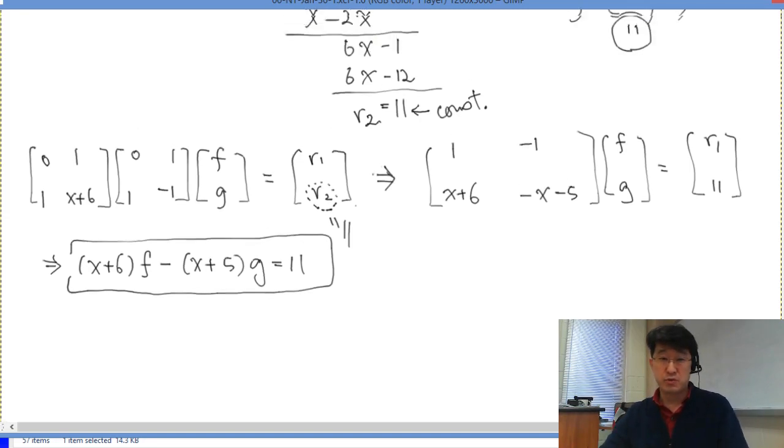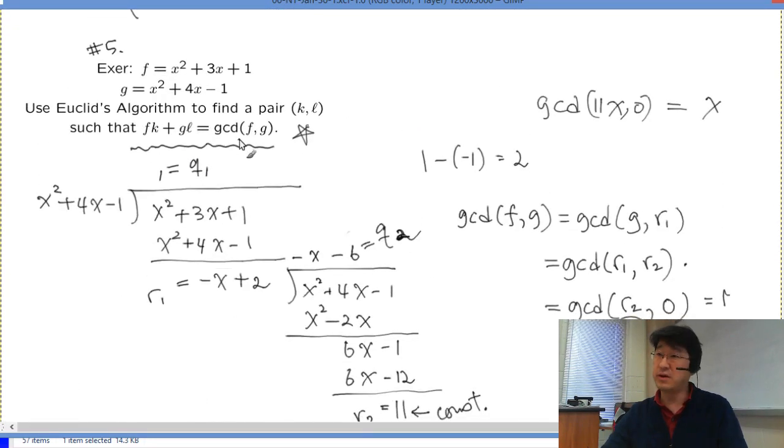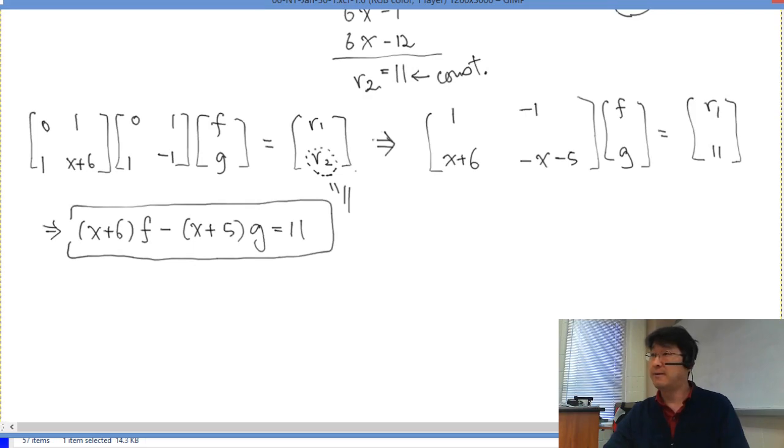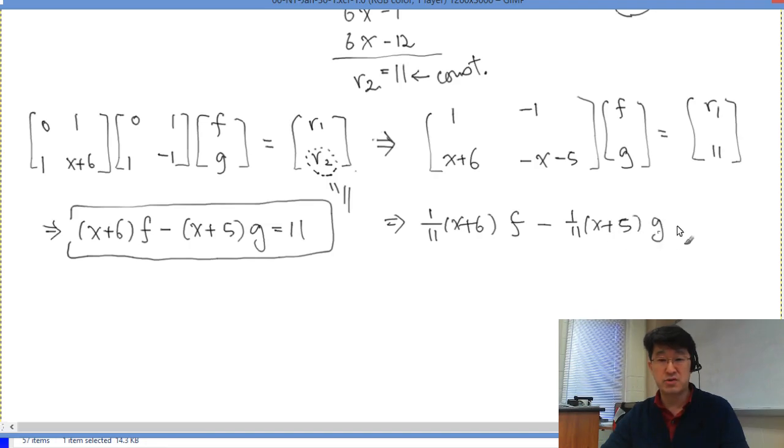So do you realize that we haven't really reached that answer in there? fk plus gl equals gcd. What is gcd? 1, right? So you have to divide everything by 11. And that is the final answer. And then you reach there: 1 over 11, x plus 6, that linear polynomial multiplied to f, and 1 over 11 multiplied to x plus 5 and to that quadratic polynomial g now finally reaches this 1.